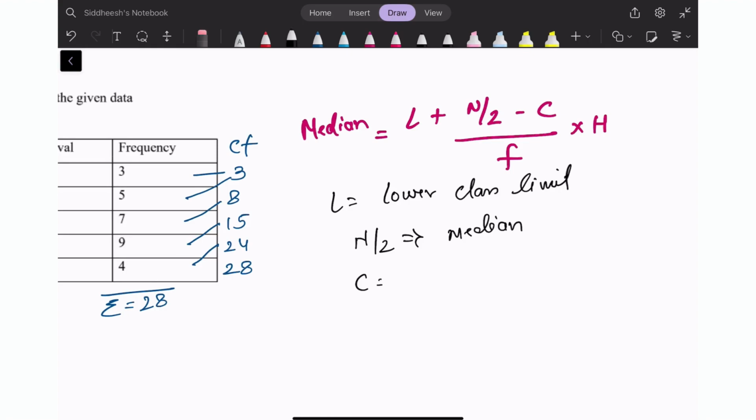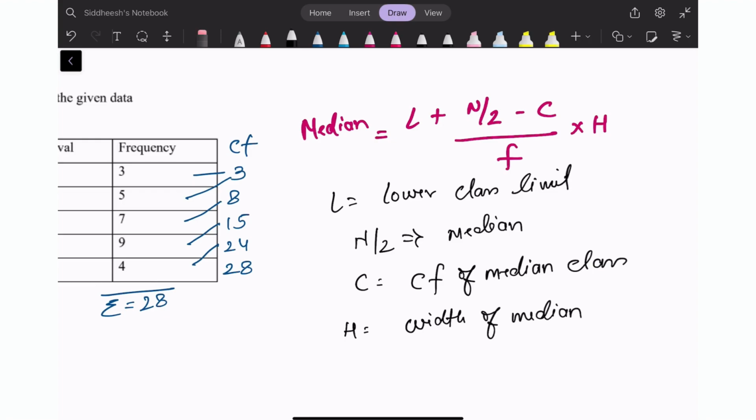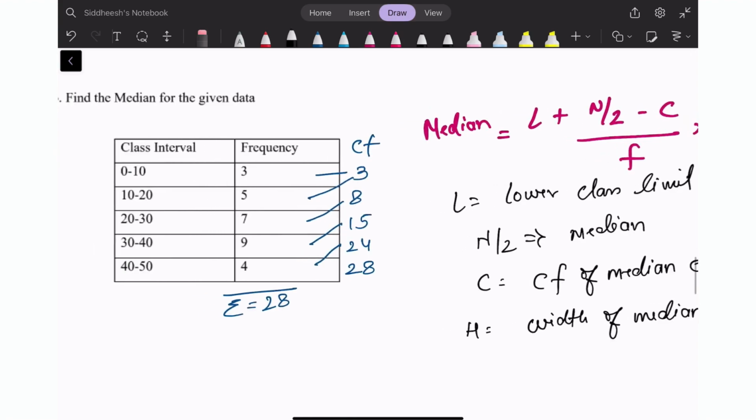C is what? Cumulative frequency of median class. It's only median class. We are not taking pre or post. It will be a part of your mode, pre and post. But for the median, we are taking only CF of the median class. What about H? H is the width of the median class. So how to find H? Nothing. Just 30 minus 20. That will be 10. For the next part, 40 minus 30, 10.